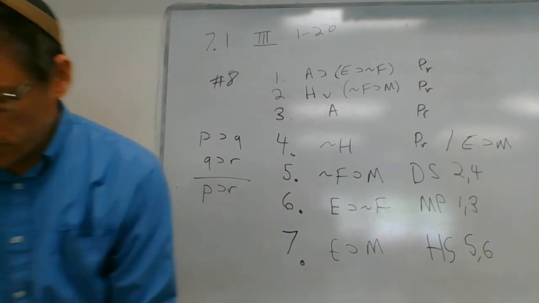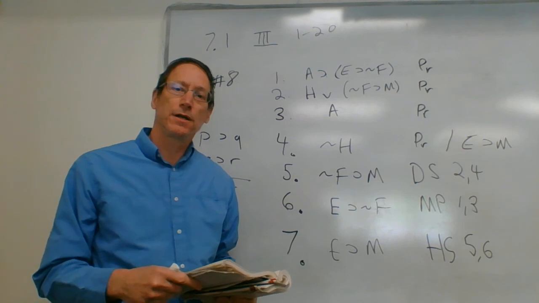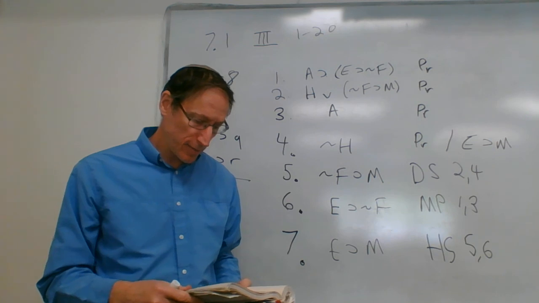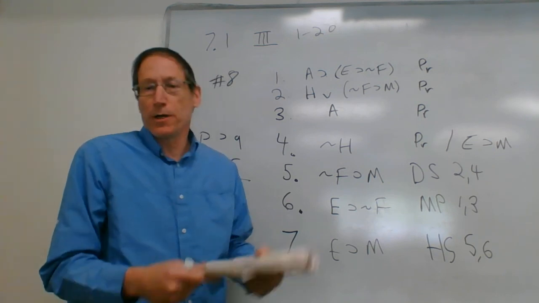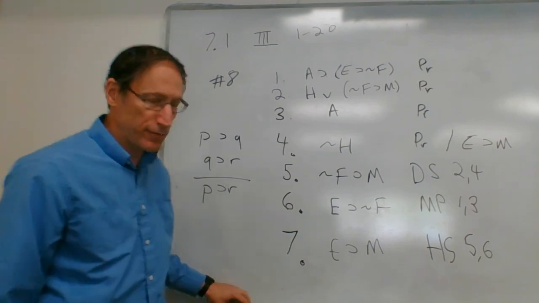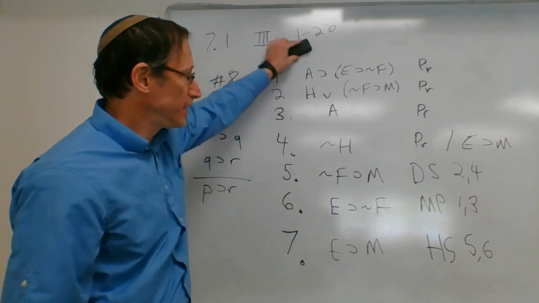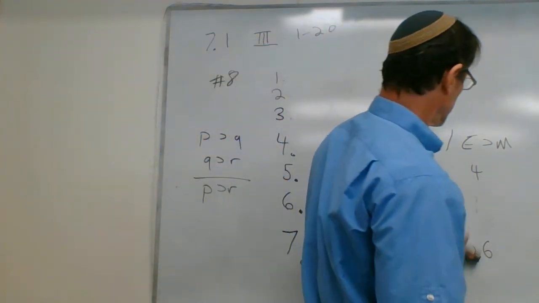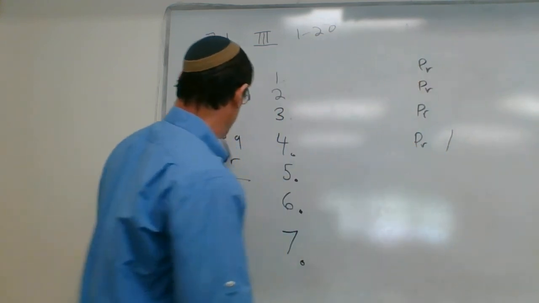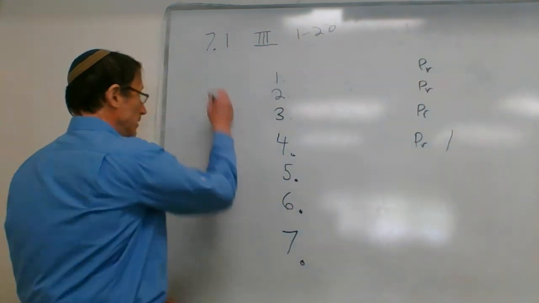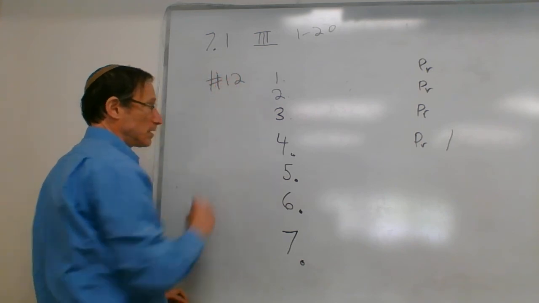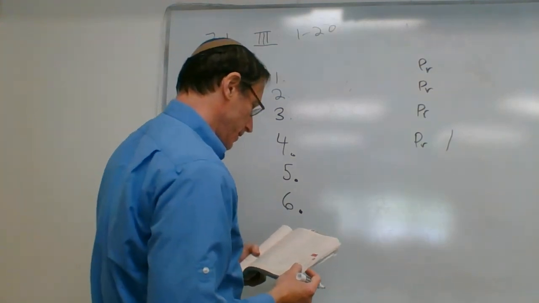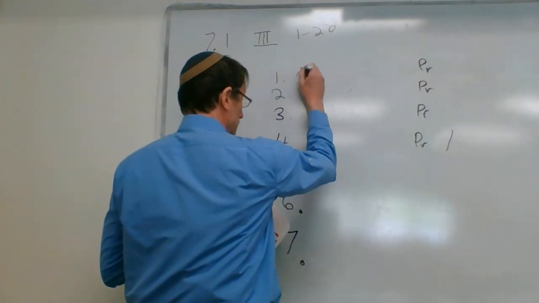So, let me try another one from this set. I'm going to try number 12. Okay, let's try number 12. You can try it on your own, turn the video off, and see if you can do number 12. Number 12 goes like this. Not M wedge, B wedge, not T.